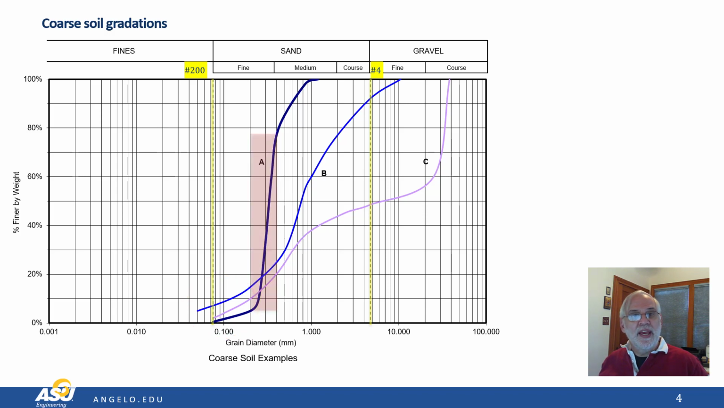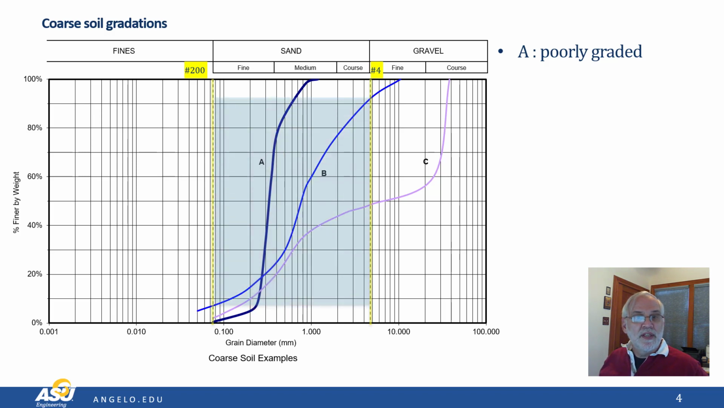Looking at soil A, we see that this is a soil with a very limited range of particle sizes. We can see that over 70% of the particles are between 0.2 and 0.4 millimeters in diameter. So the particles of this soil are very uniform. We call a soil like this poorly graded because the gradation of particles covers only a small range of sizes.